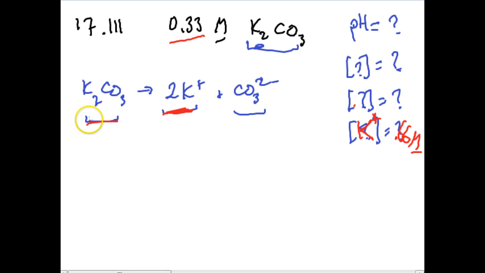Now, if there's 0.33 molar of this, that means there's also going to be 0.33 molar of this, right? So let's see what happens when you have 0.33 molar of this. This carbonate ion is a weak base. So, because it's a weak base, I'll do an ice chart for it.